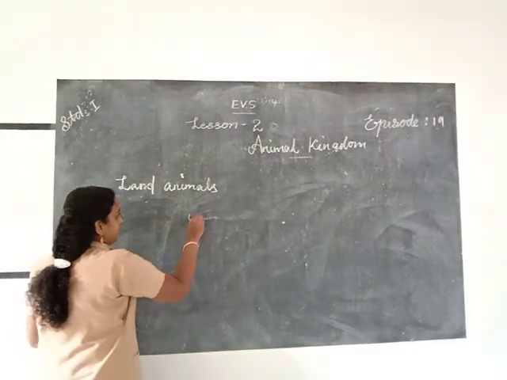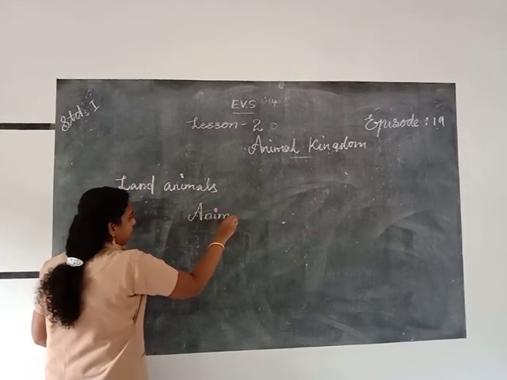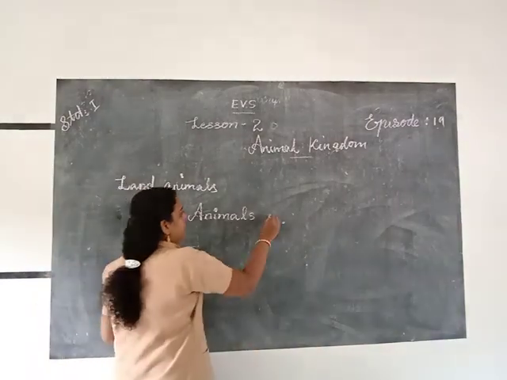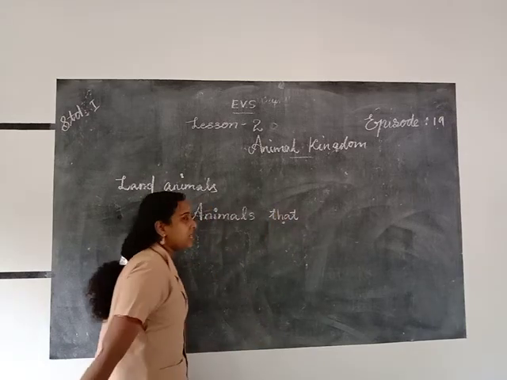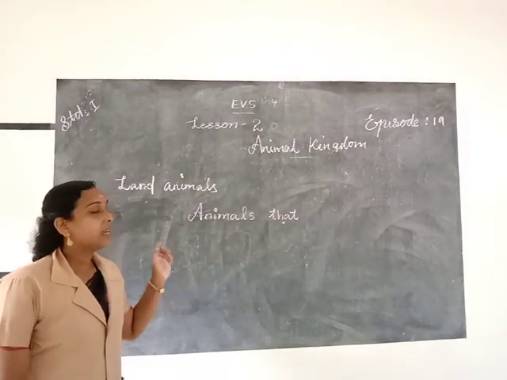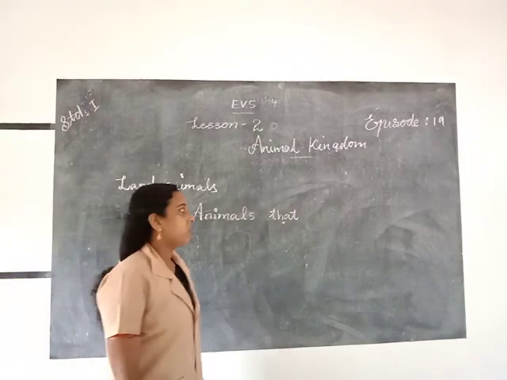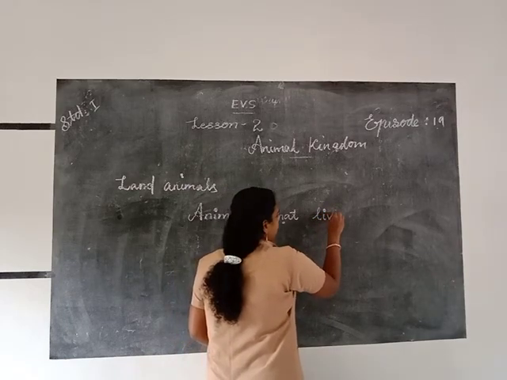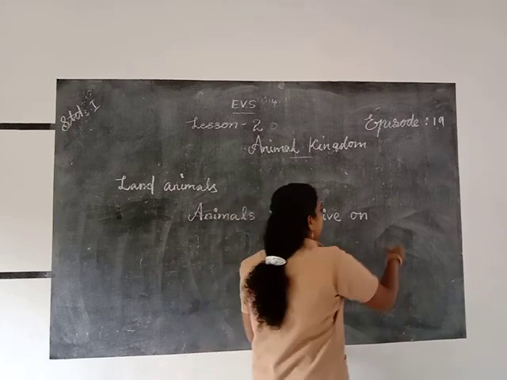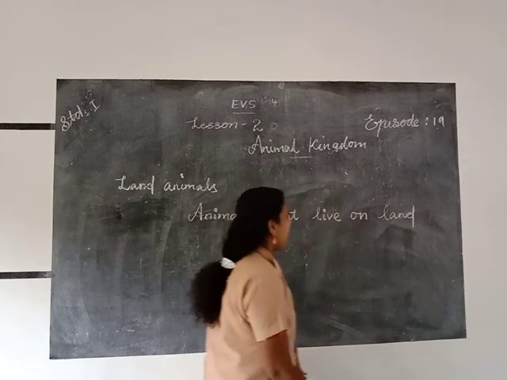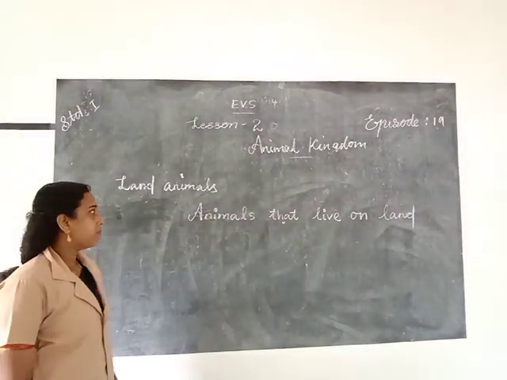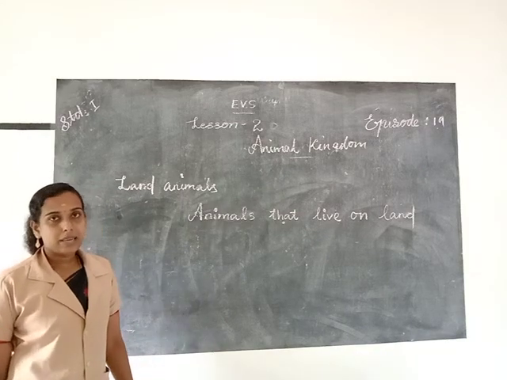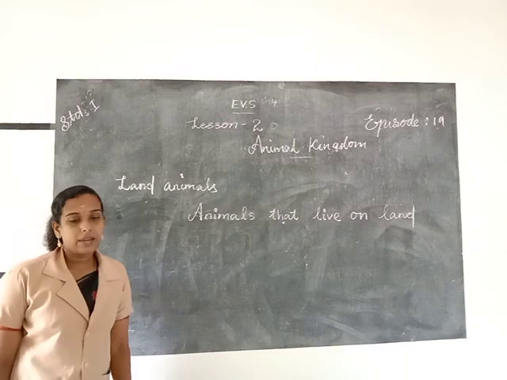Okay, animals, A-N-I-M-A-L-S, animals that live on land. Animals that, T-H-A-T, that. Live. What is the spelling of the word live? L-I-V-E, live. Live on, O-N, live on land, L-A-N-D, are called land animals. So the animals that live on land are called land animals. Example, tiger, lion, elephant, etc.